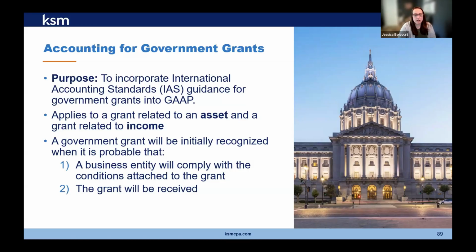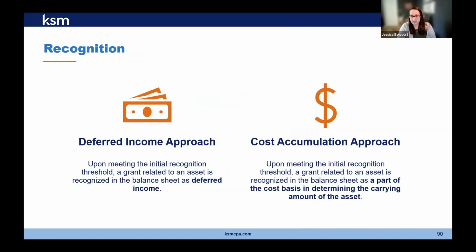There's 2 different methods for recognition. If I can get the slide to go, there we go. The deferred income approach or the cost accumulation approach. And so under the deferred income approach, when you meet that initial recognition threshold that we just talked about, the grant related to an asset is going to be recognized in the balance sheet as deferred income.